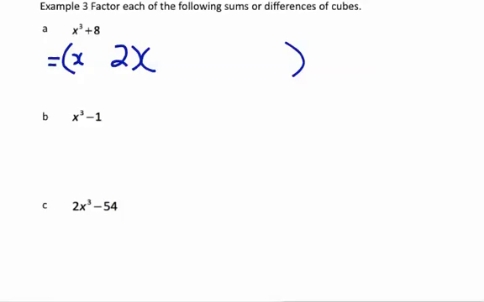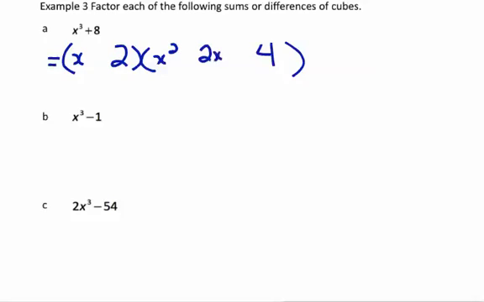For the large bracket, it's going to have three terms in it. The first term is the square of the first term in the small bracket. So we had x, we square that, we get x squared. The last term in the large bracket is the square of the last term in the small bracket. 2 squared, which is 4. The middle term of the large bracket is the two terms of the small bracket multiplied together. x times 2, which is 2x.